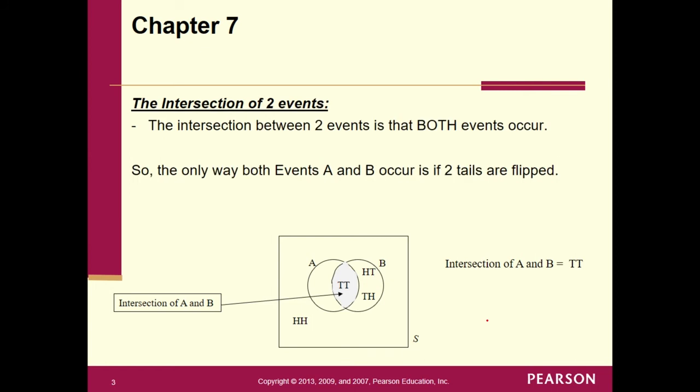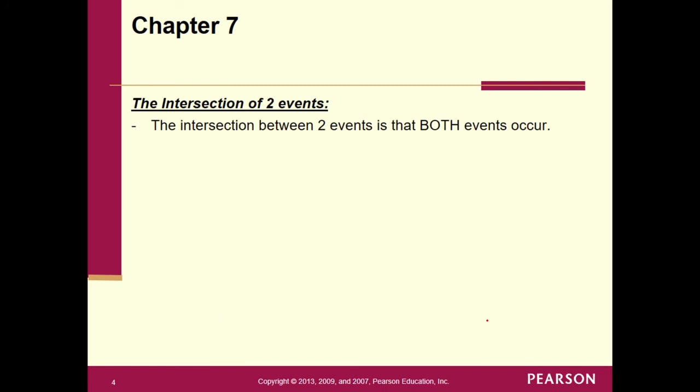The intersection between two events is that both events occur. So the only way both events A and B occur is if two tails are flipped. That's exactly what I was saying. The intersection of two events is that both events occur. So let's go to a different example.